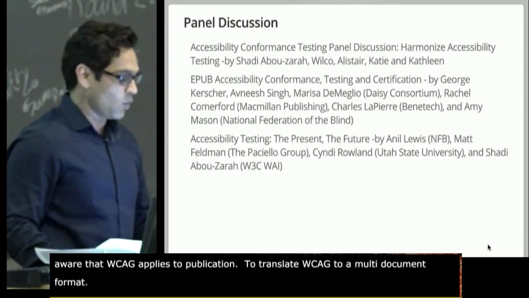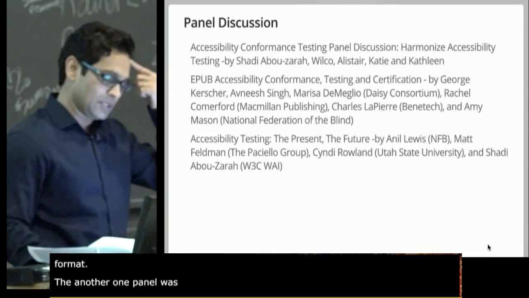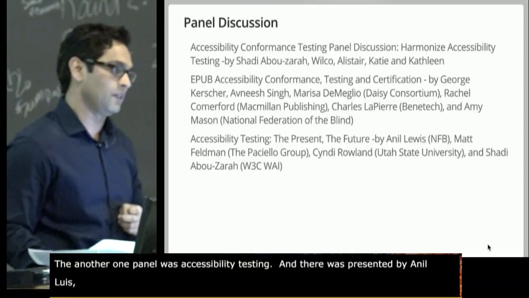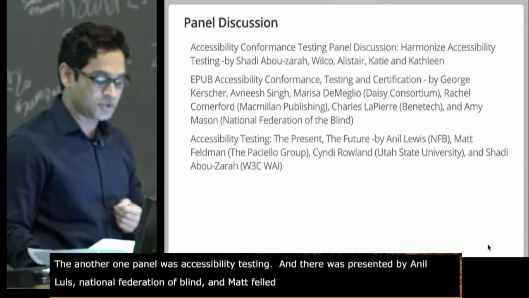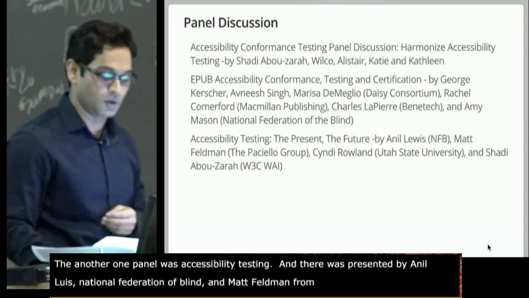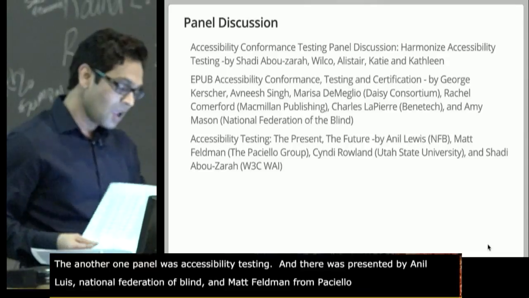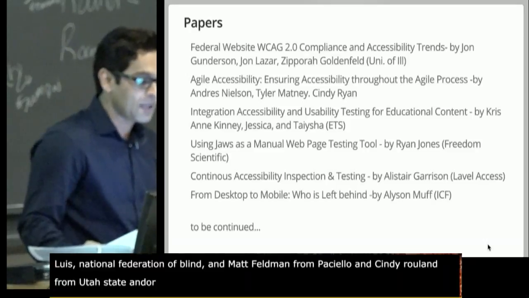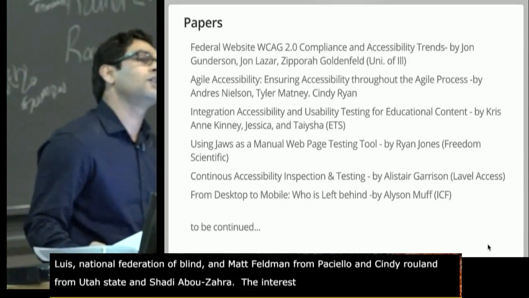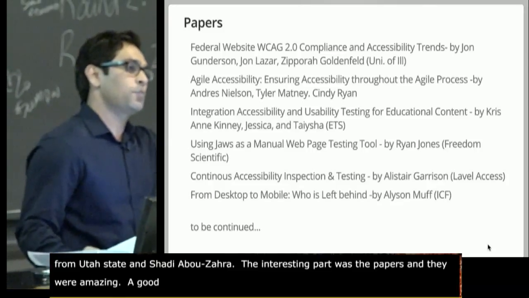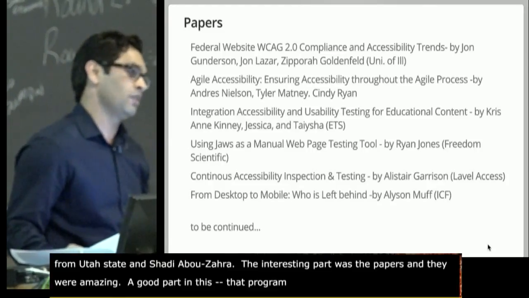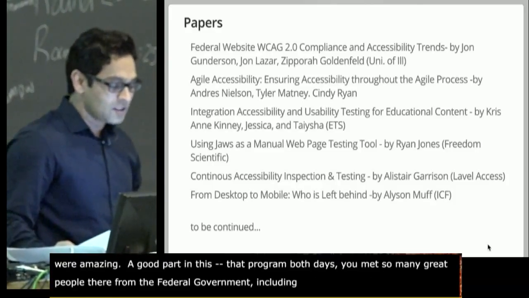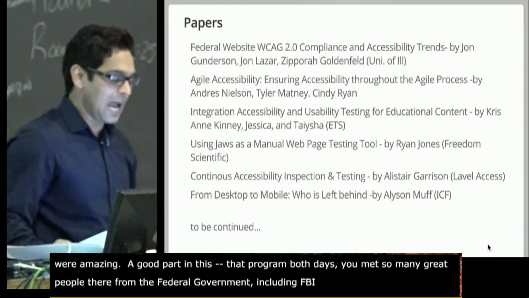Another panel was on accessibility testing, presented by Anil Lewis from the National Federation of the Blind, Matt Feldman from the Paciello Group, Cindy Roland from Utah State University, and Shadi Abou-Zahra from W3C. The interesting part was the papers, and some of those papers were really amazing. The very first and best part of the entire program, both days, was that you met so many great people there from the federal government, including the FBI, and that was the scary part though. So those papers I have listed out here.